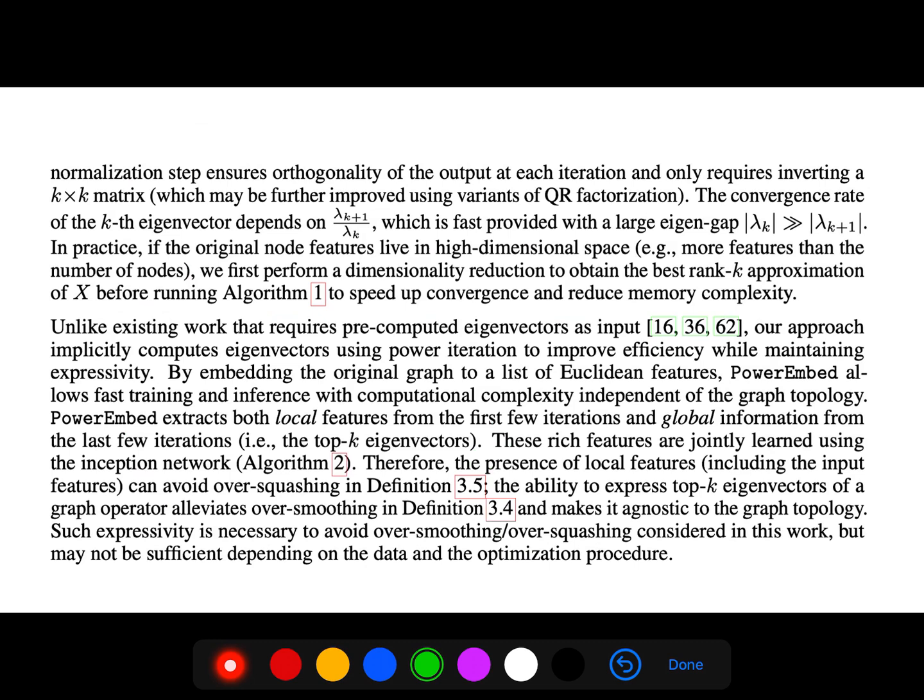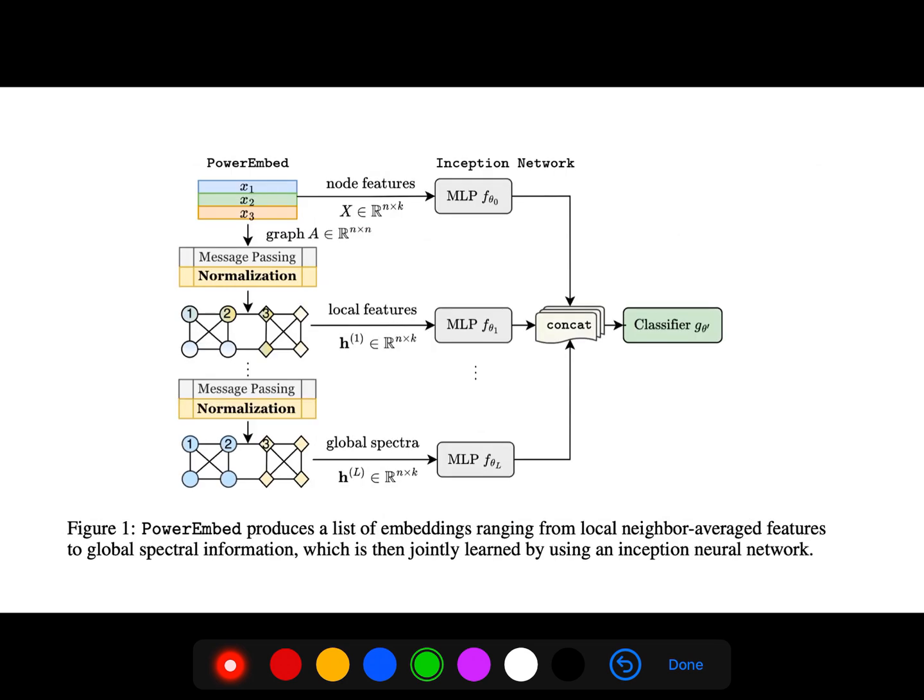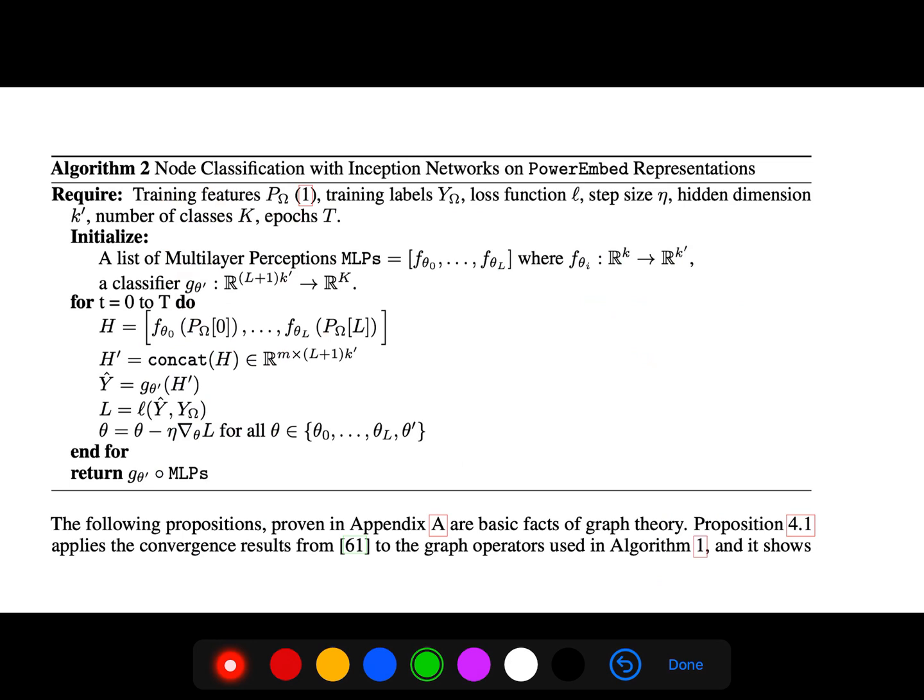Unlike existing work that requires pre-computed eigenvectors as input, our approach implicitly computes eigenvectors using power iteration to improve efficiency while maintaining expressivity. So this produces a list of embeddings ranging from local neighbor average features to global spectral information, which is then jointly learned by using an inception neural network. This inception was first used in computer vision, but now you can use it in many different tasks. So after this inception network, this MLP, we concatenate all of them: node features, local features, and the global features, and then we give it to the classifier. That's the idea of how we do node classification with inception networks.